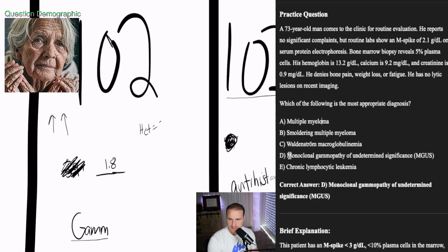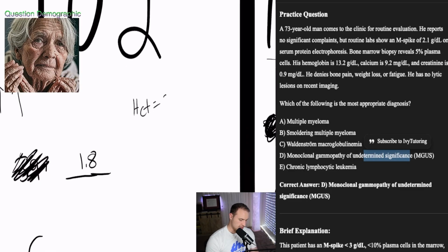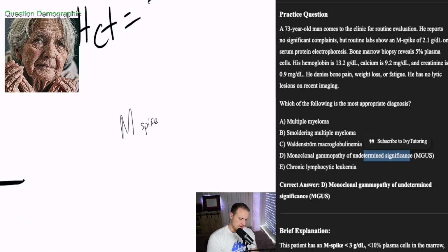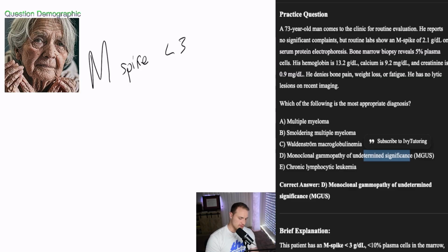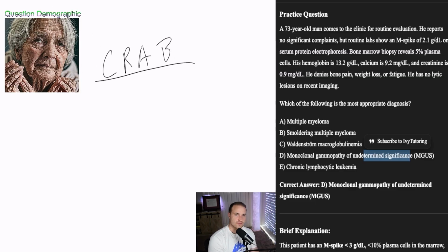Correct answer is D, monoclonal gammopathy of undetermined significance. So there are some things that we have to kind of know here. The M spike would be less than 3 for this condition and also less than 10% of your plasma cells in the marrow. And most important, like on Step 1, is to know these CRAB symptoms. You probably heard of CRAB, really good acronym. That's hypercalcemia, renal failure, anemia, bone lesions. He denied those things. It's super important that they mentioned that.